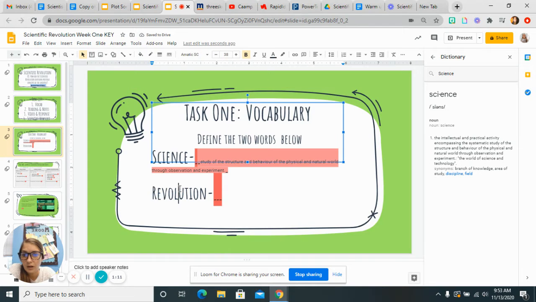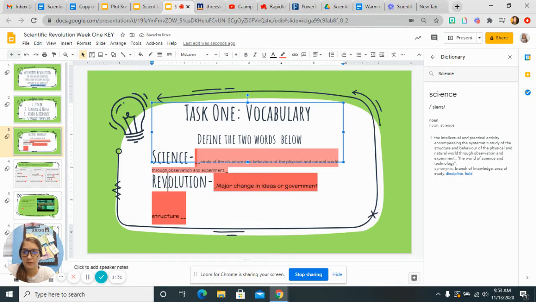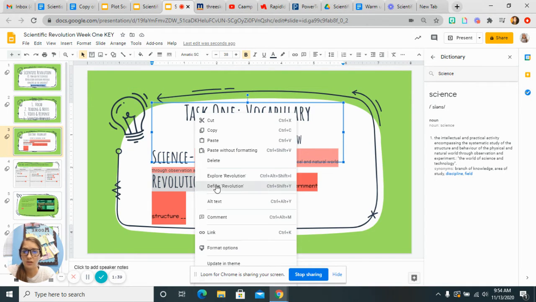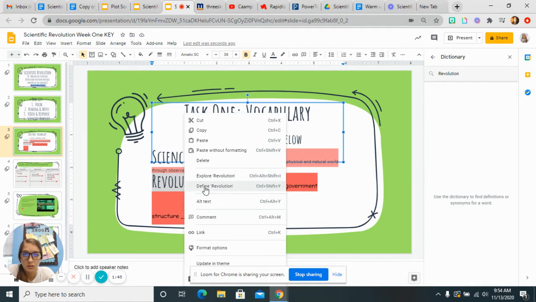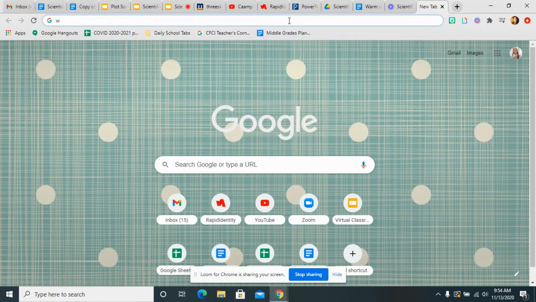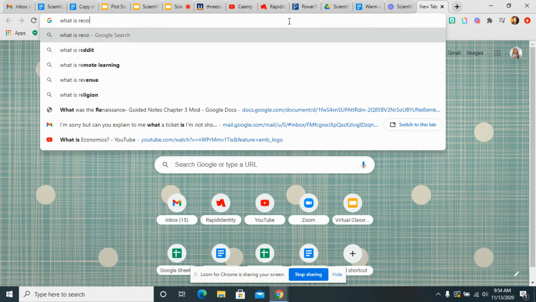Revolution. We know this is a major change in ideas, or government structure. Let's double check that. Not that that's not what it is, but just see if we missed any part of the definition. So it says that revolution... you won't define it for me? Okay, let's go over here. What is revolution?